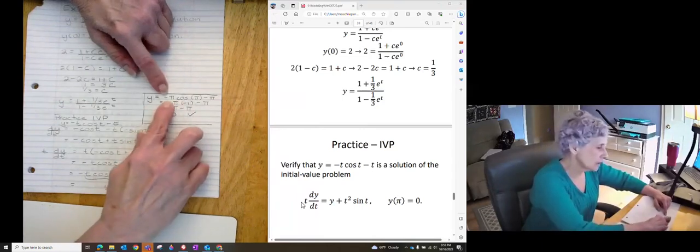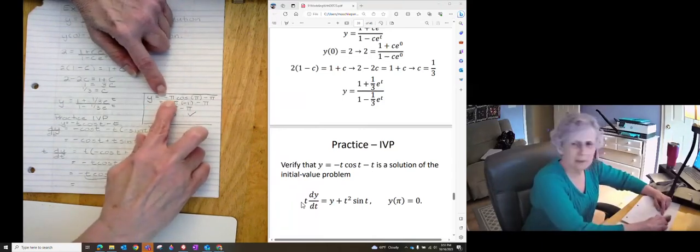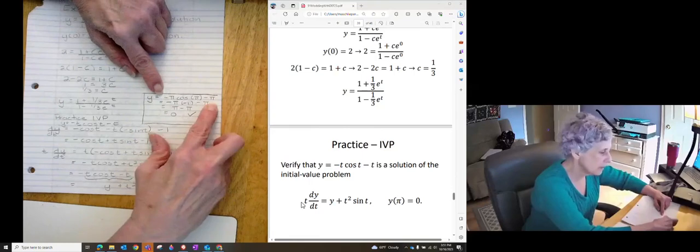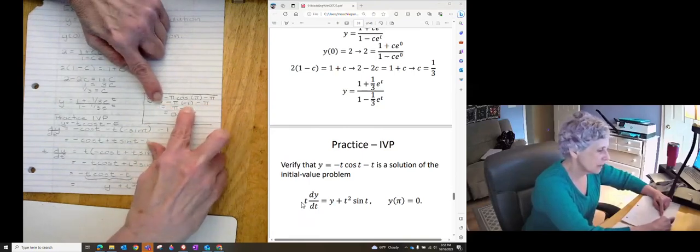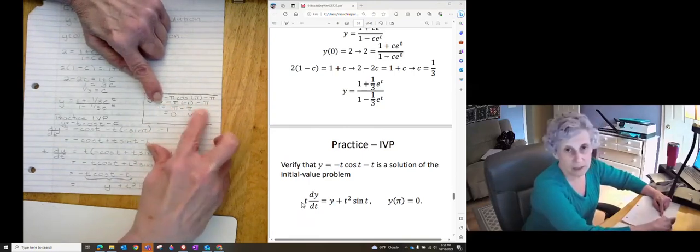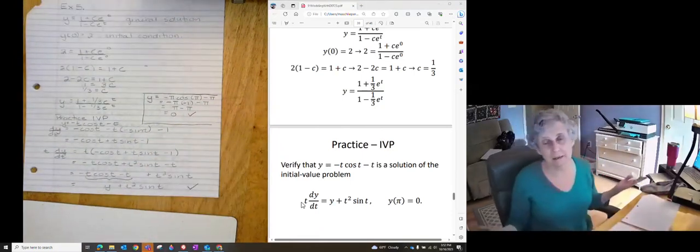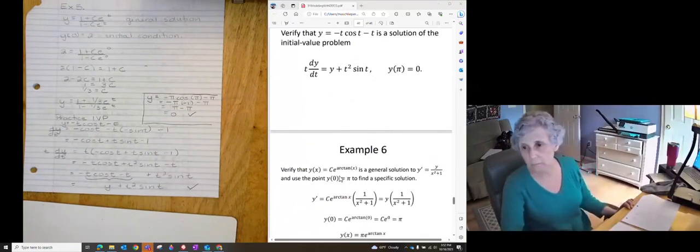I plugged in negative pi, I plugged in pi, excuse me. That gave me minus pi cosine pi minus pi. So that's minus pi, cosine of pi is -1, pi minus pi is 0, which is exactly what we wanted it to be.